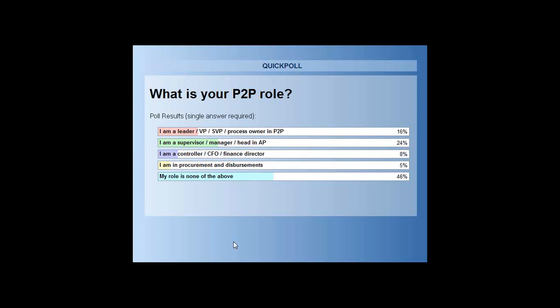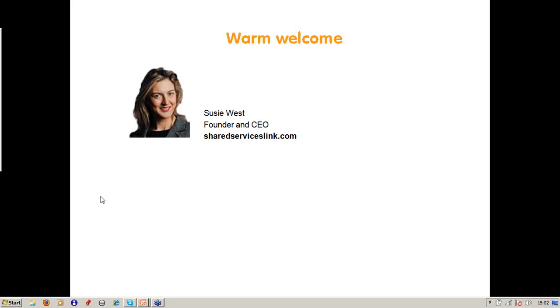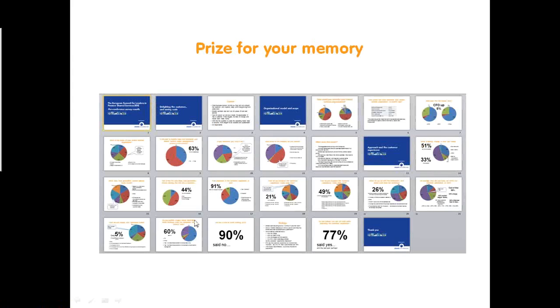So coming up now, you can see who else is on this webinar with you. We've got 46% saying that none of the above, which is quite interesting. 24% in accounts payable. So no real surprise there, with the majority of those with the roles listed saying that you're within the AP function. So only 5% of you in procurement and disbursements. So thank you very much for that.